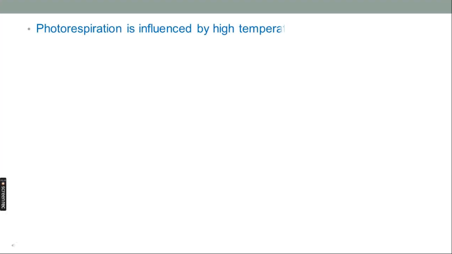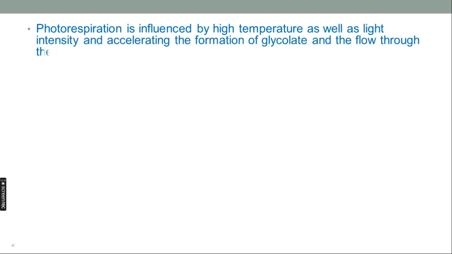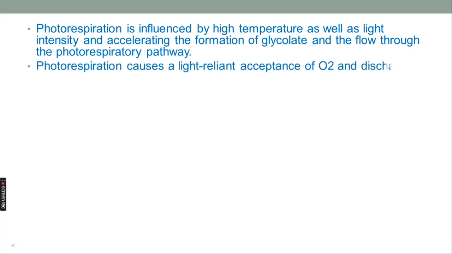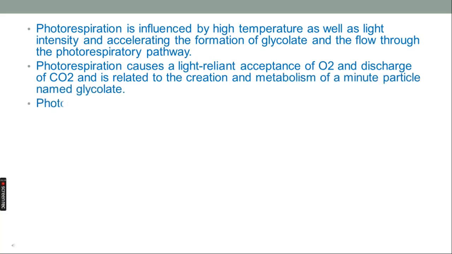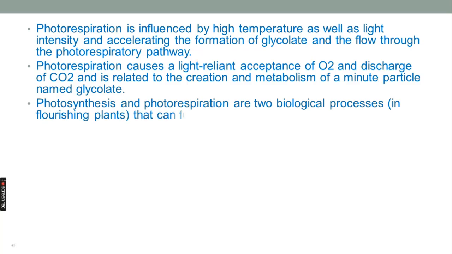Photorespiration is influenced by high temperature as well as light intensity, accelerating the formation of glycolate and the flow through the photorespiratory pathway. Photorespiration causes a light-dependent uptake of O2 and release of CO2 and is related to the creation and metabolism of a small molecule named glycolate.